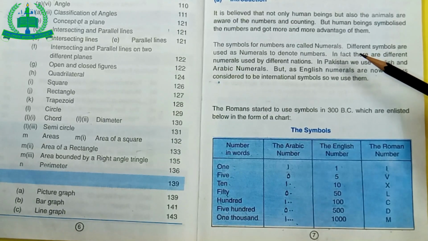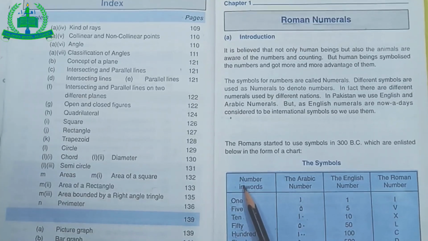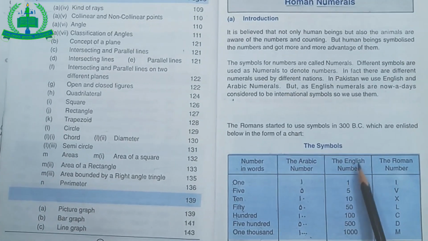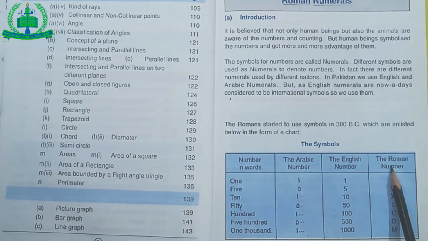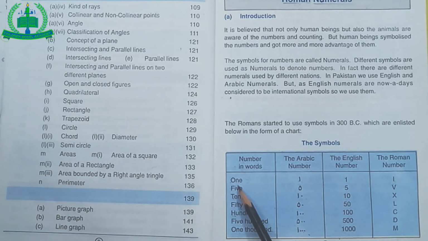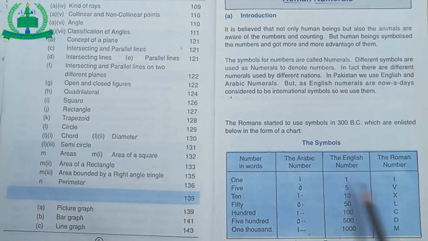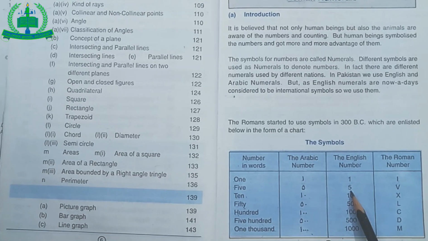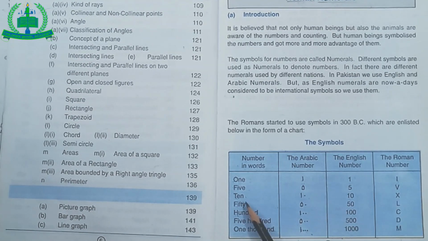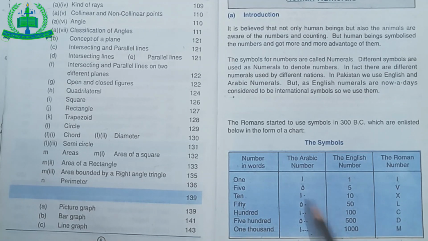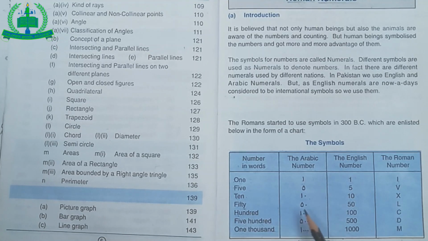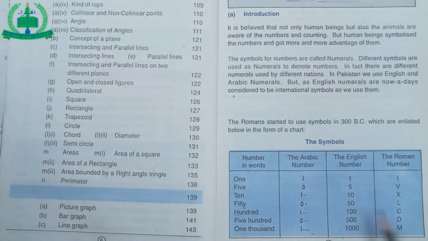We can write numbers in different ways: number in words, the Arabic number, the English number, the Roman number. 1, ek, 1, I. 5, V. 10, X. 50, L.